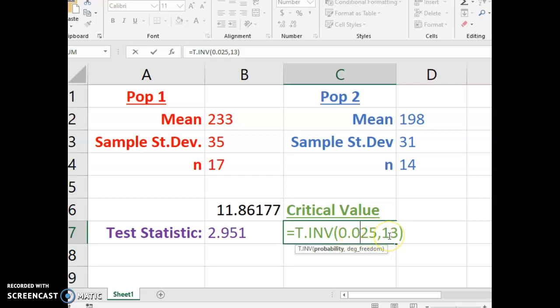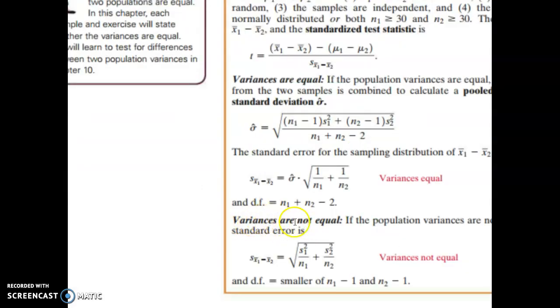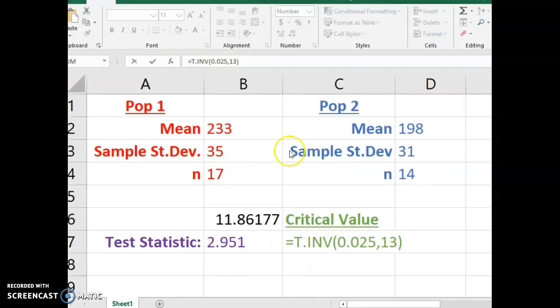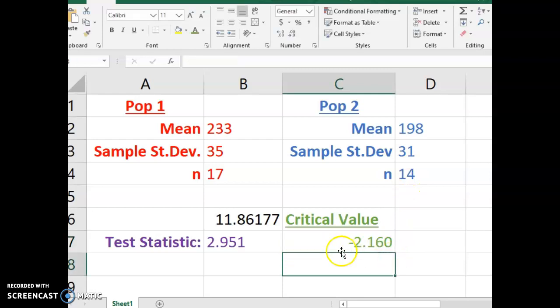Now the degrees of freedom. For a situation where the variances are assumed to not be equal, the degrees of freedom is the smaller of, you look at the samples, each of the two sample sizes, subtract 1 from each of the two sample sizes, whichever of those values is smaller will be our degrees of freedom. Subtracting 1 from each of these sample sizes would give us 16 and 13. 13 is smaller, so that's the degrees of freedom we'll enter in here. This would be our critical value.